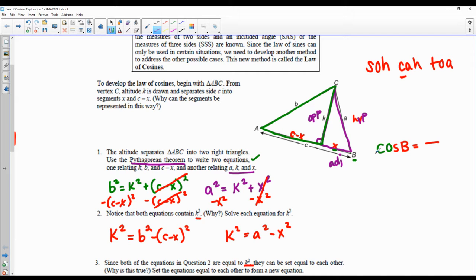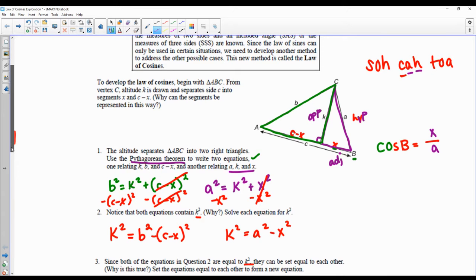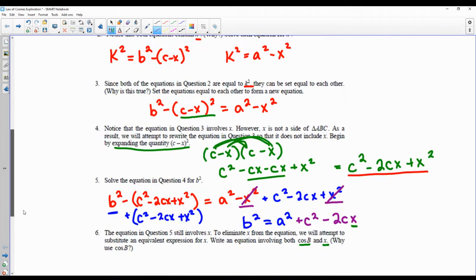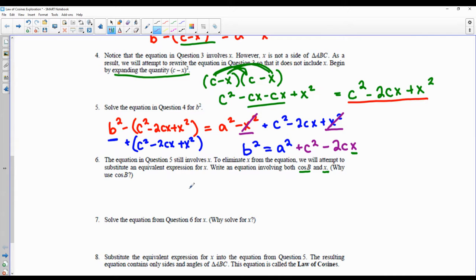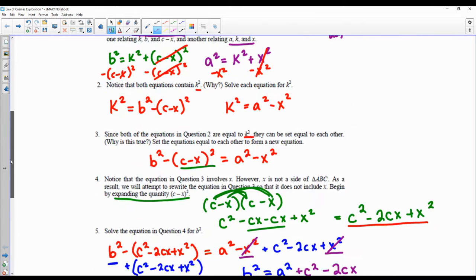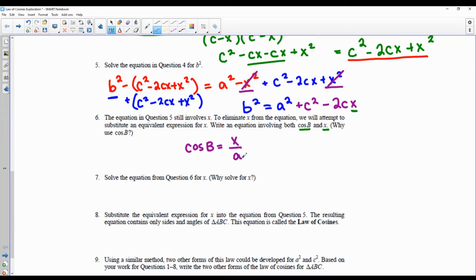All right, so my cosine of b is going to equal the x, which is my adjacent, over the hypotenuse, which is this a right there. Okay, so that's what they're wanting us to find. So we're going to just put this down here. Cosine of angle b is equal to x over the hypotenuse, which, sorry, I already forgot what it was. It was a, little a right there.